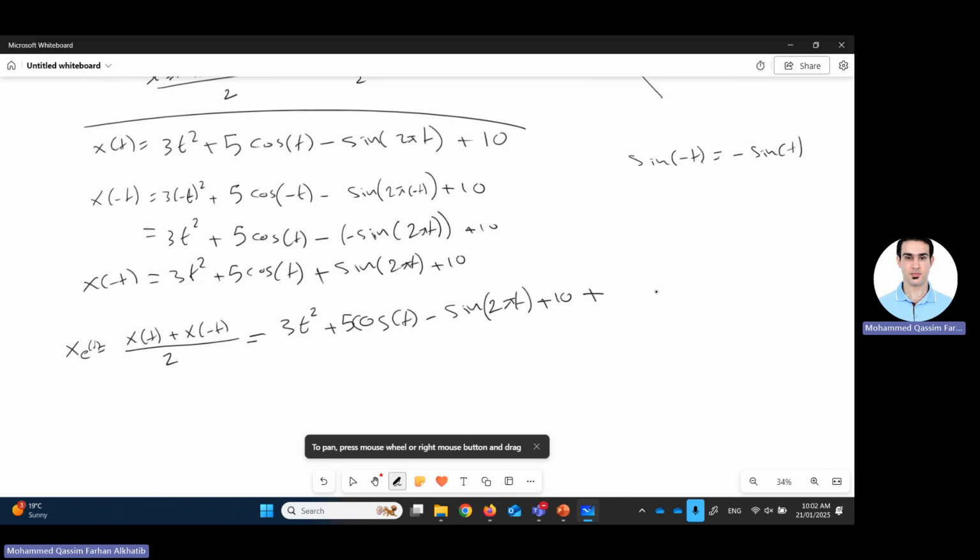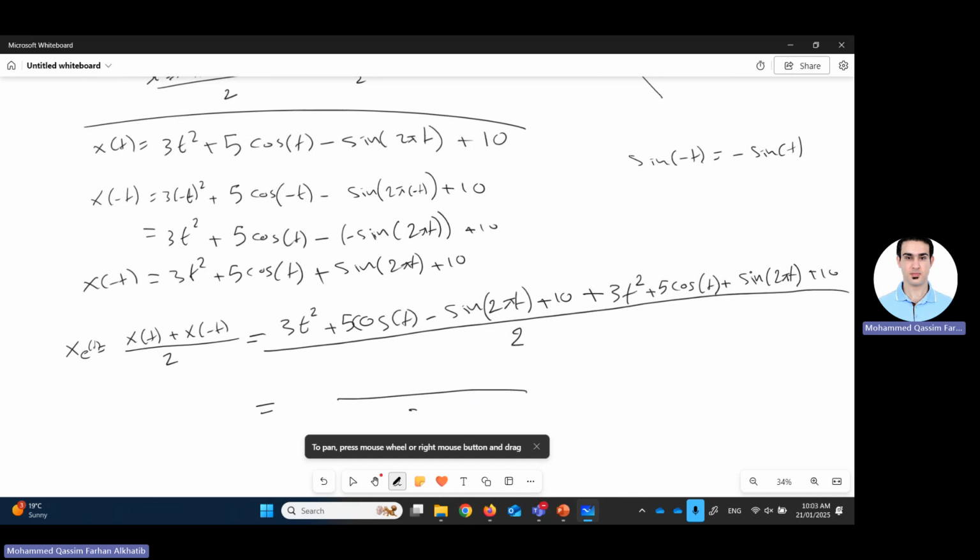Plus, I'll take this expression, 3t squared plus 5 cosine t plus sine 2 pi t plus 10. All this over 2. All right, so I'll keep the fraction over 2.